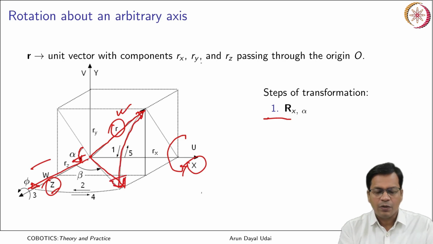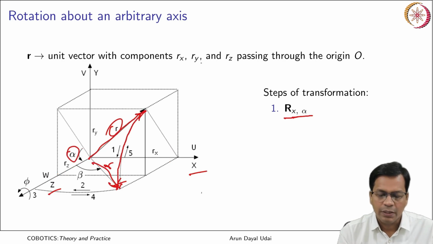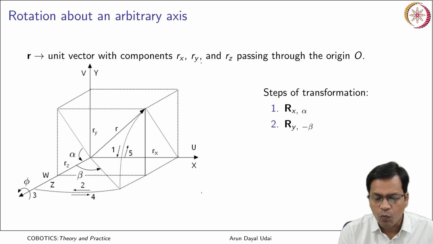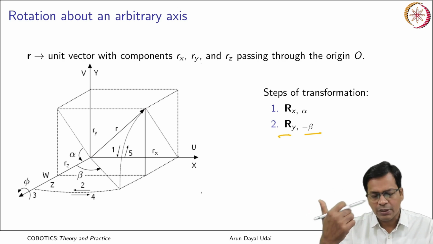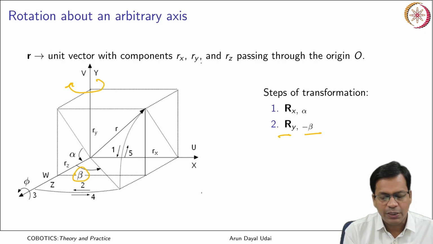So this is my first step. Okay, hope you could follow this. Now again there is a second rotation. This time I have to rotate about y axis by an angle minus beta. Minus or plus is governed by the right hand thumb rule. So this time I have to rotate about y axis by an angle minus beta.